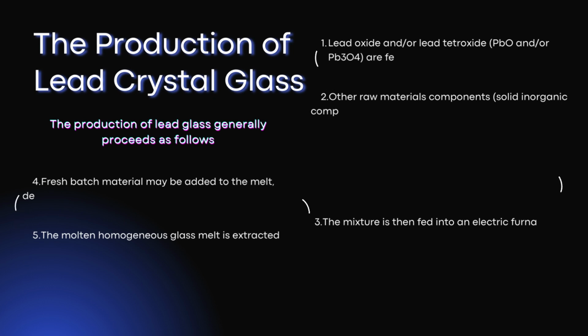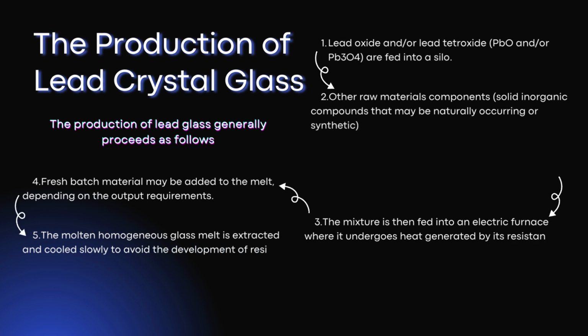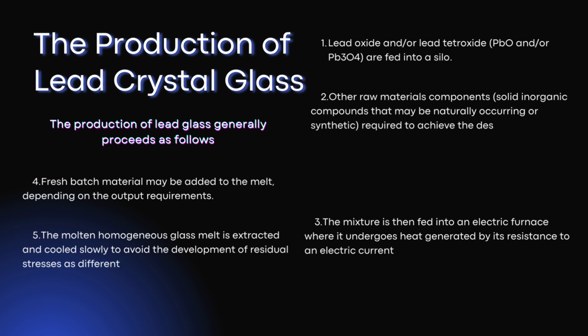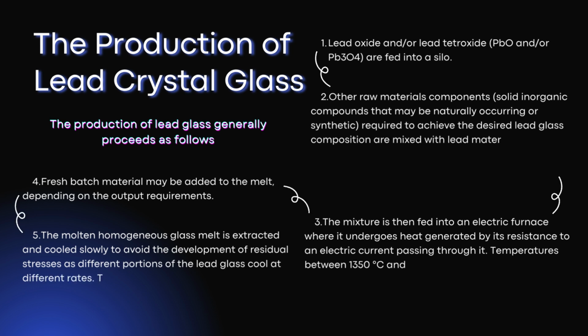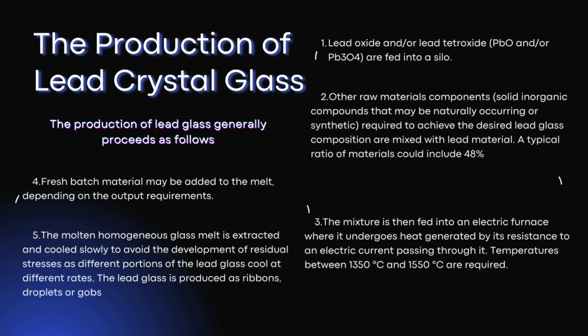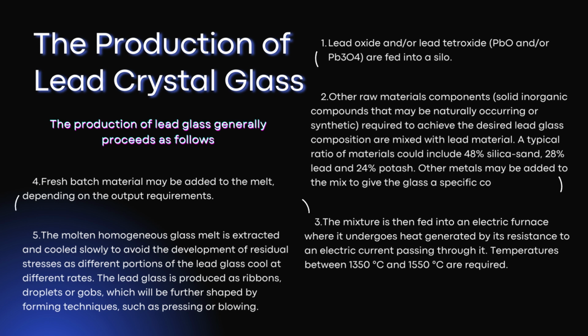First thing first, lead oxide and/or lead tetroxide, PbO and/or Pb3O4, are fed into a silo. A silo is like a tank, or not a tank, it's like a bottle that you have to fill. I think my explanation got that wrong. Okay, let's continue. Number two, other raw materials, solid inorganic compounds that may be naturally occurring or synthetic, required to achieve the desired lead glass composition are mixed with lead materials.